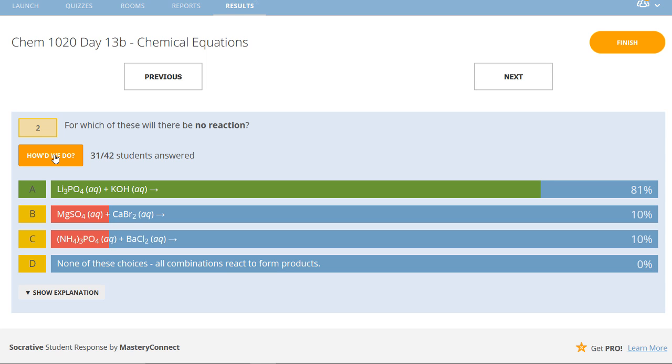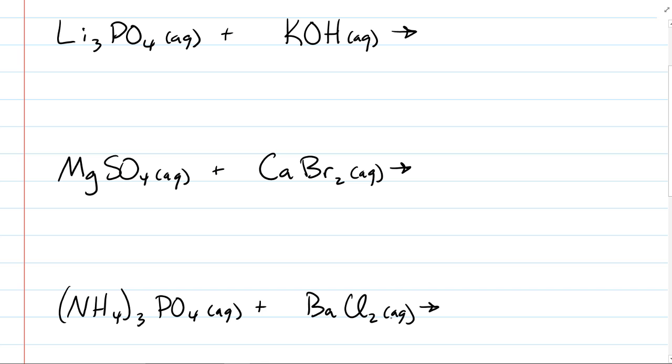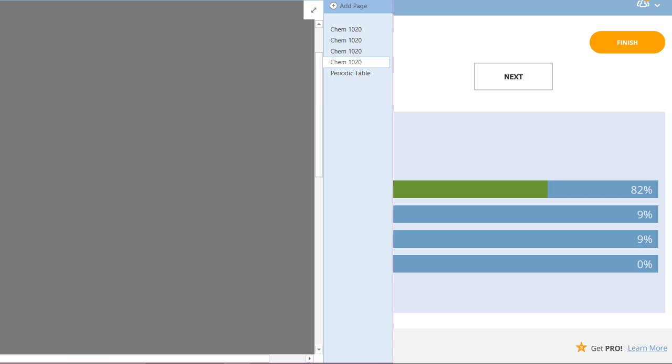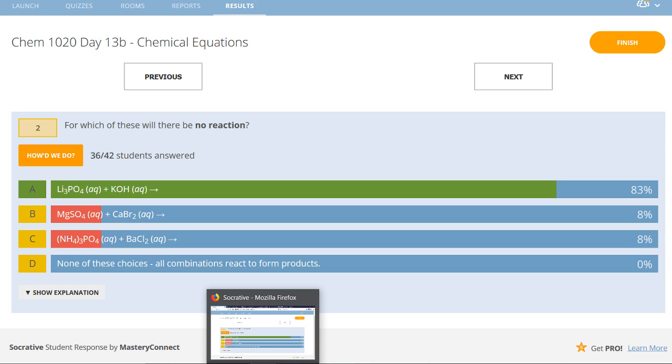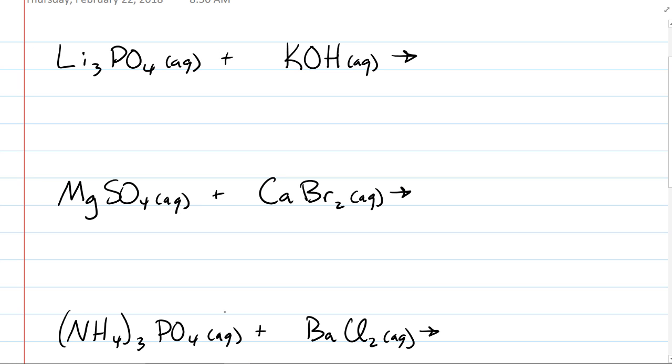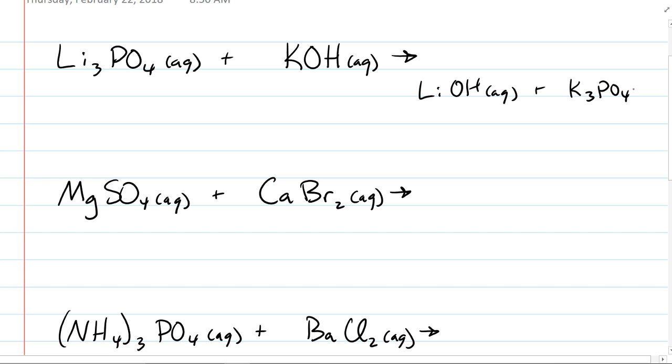The lithium phosphate and the potassium hydroxide give no reaction. You would get no reaction because the potential products of this reaction would have been lithium hydroxide and potassium phosphate, and the phase label for each one of them would have been aqueous.